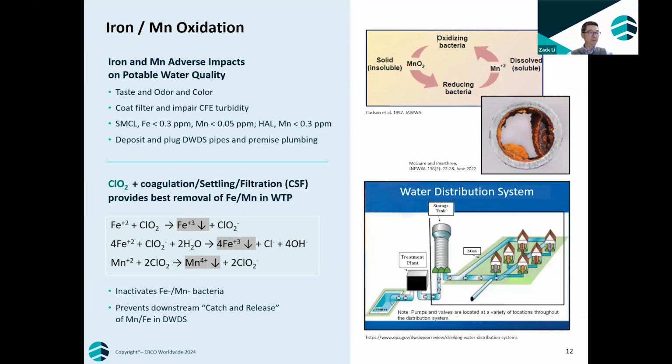Iron is regulated at 0.3 ppm. Manganese is regulated at 0.05 ppm. US EPA also has a health advisory level for manganese at 0.3 ppm. Different approaches were taken to deal with the iron and manganese issue.